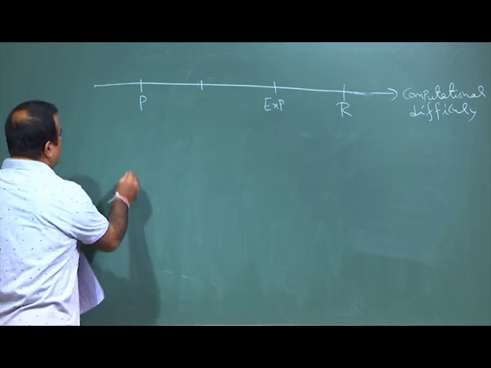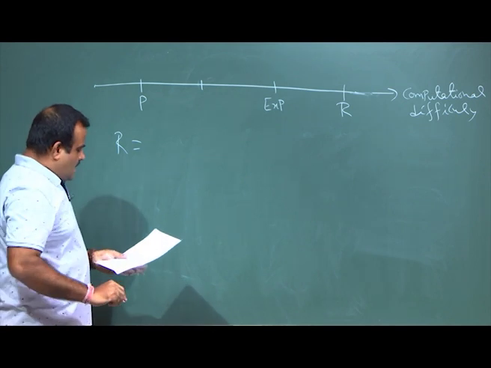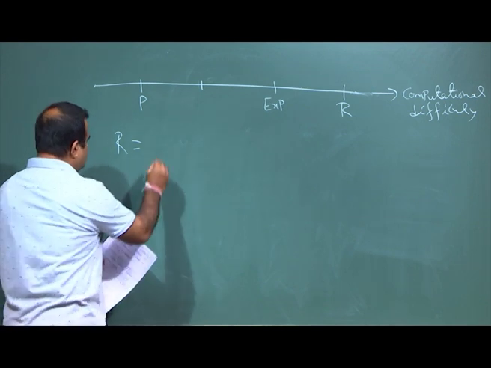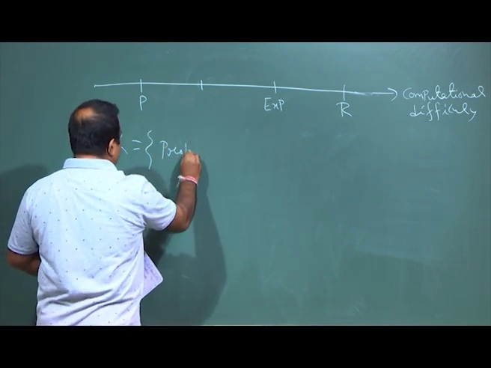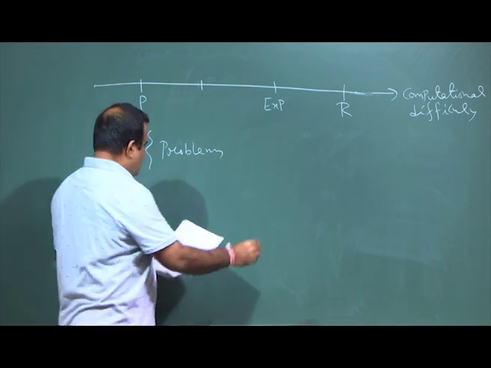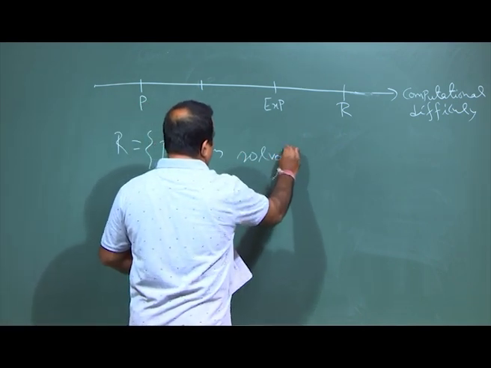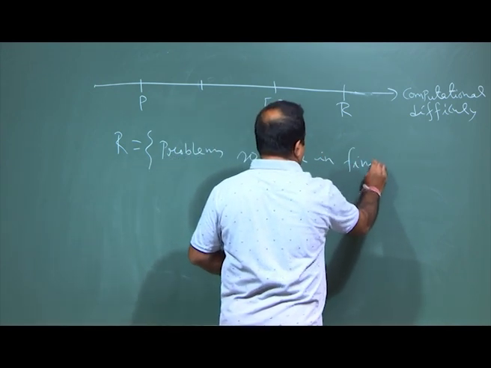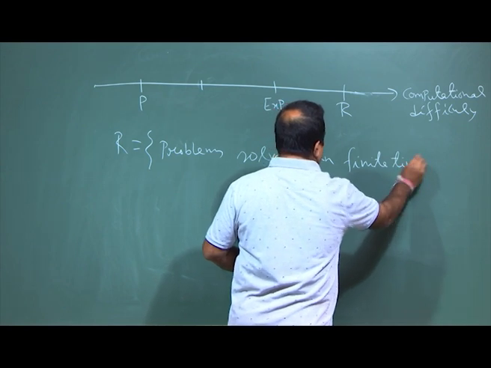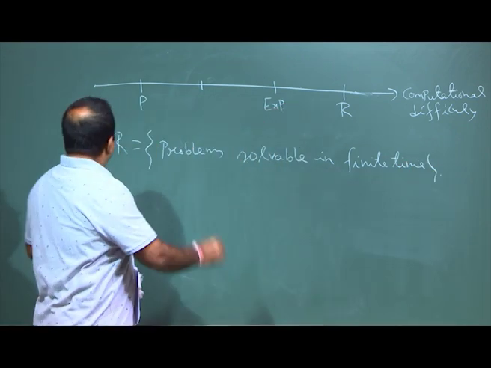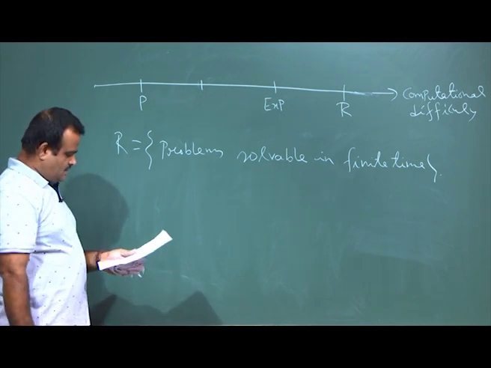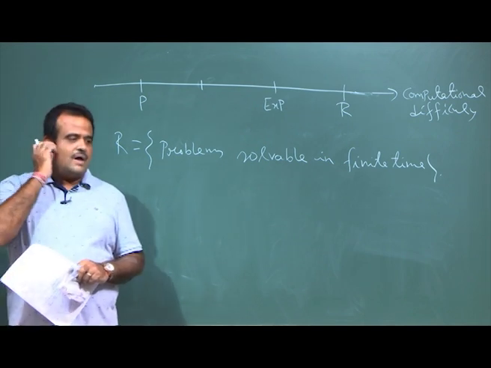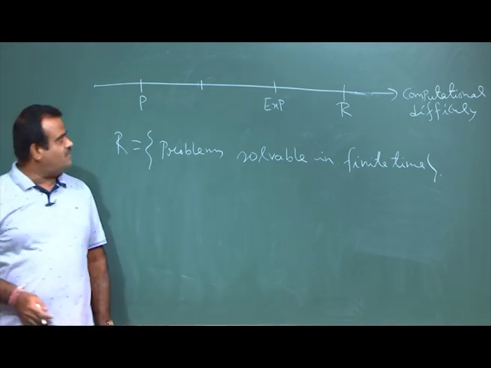So what is R? R is the set of all problems which are solvable in finite time. R is the collection of all problems which can be solved in finite time.